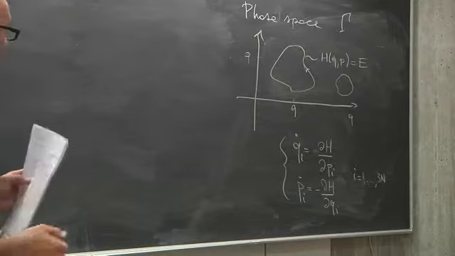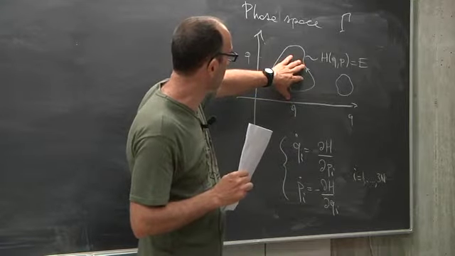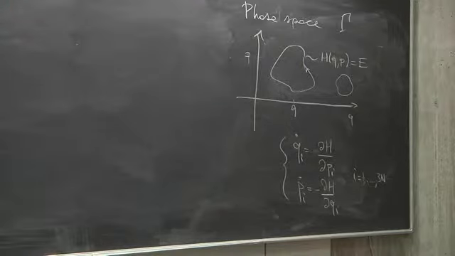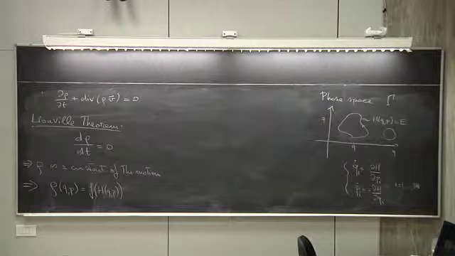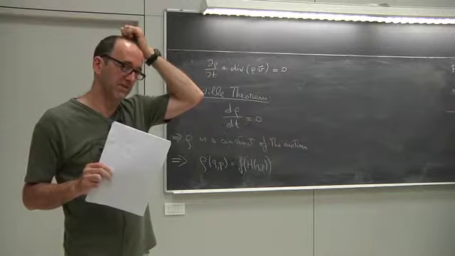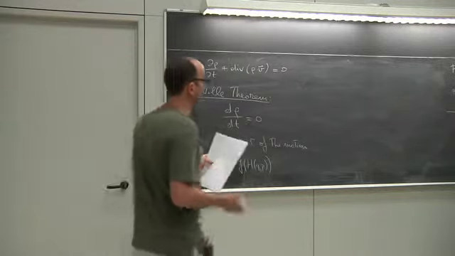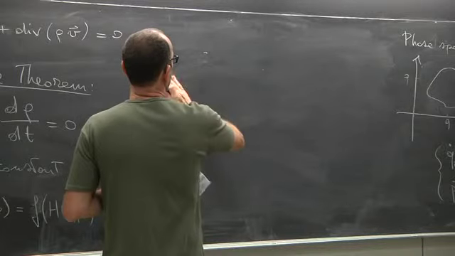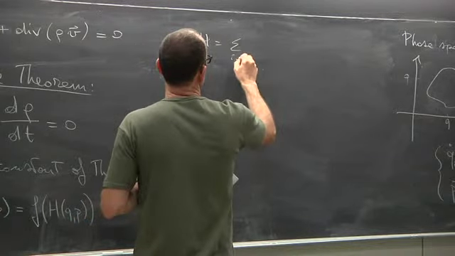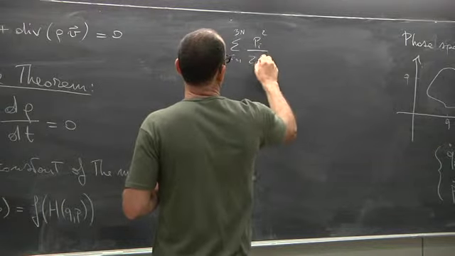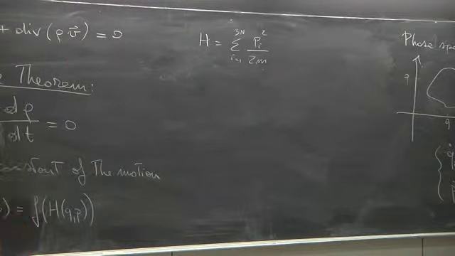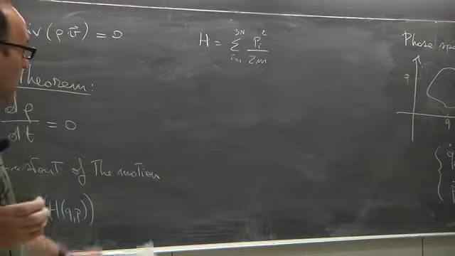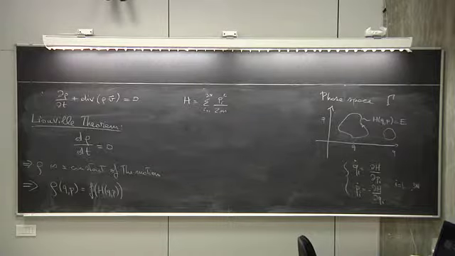So in this sense, what the dynamics will do is sample uniformly all the states here and never sample the states here. So imagine that you really have an ideal gas. In the ideal gas, the Hamiltonian is just the sum over i from 1 to 3n of p_i squared over 2m. What is the trajectory of the system in phase space of the ideal gas?